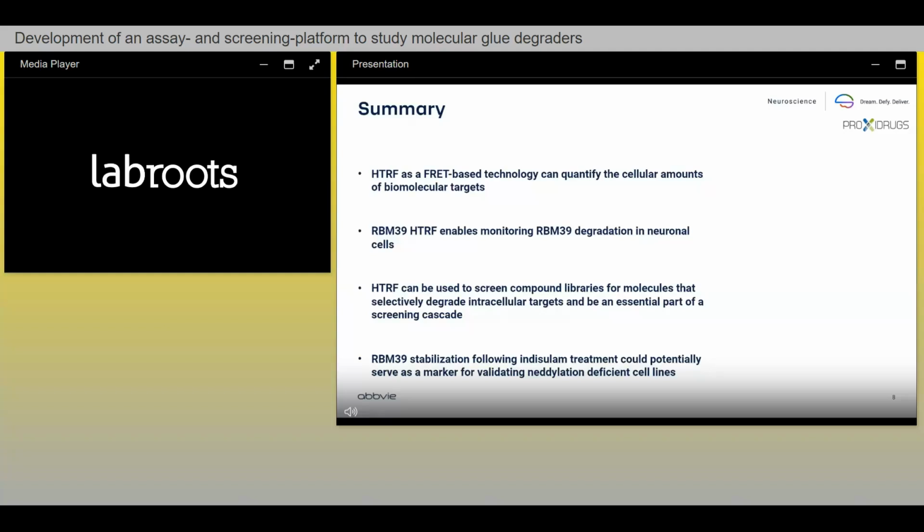And overall, putting a focus on drug discovery, you really can use the HGRF assay to screen also through compound libraries for molecules that selectively target or degrade your target of interest. And for us at AbbVie, having such an assay is an essential part of a proper screening cascade. Finally, in-house, we will be and have been using the RBM39 HGRF, for example, to also further validate a neddylation deficient cell line, which is also part of the PROXY Drugs Consortium as a milestone.